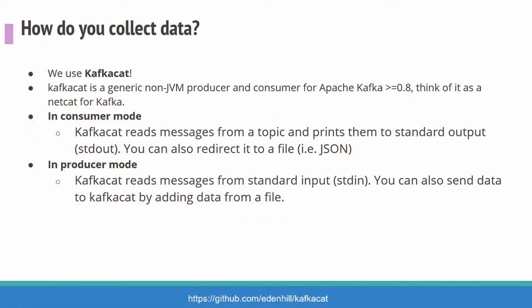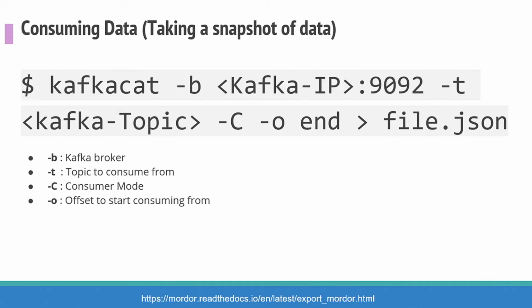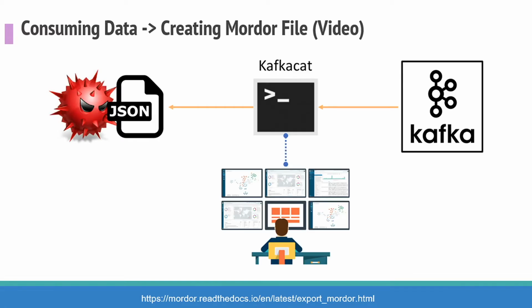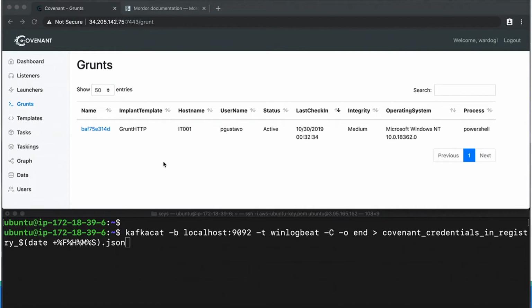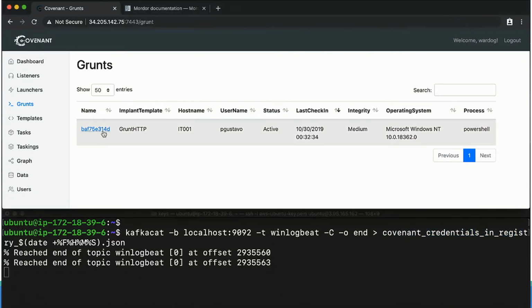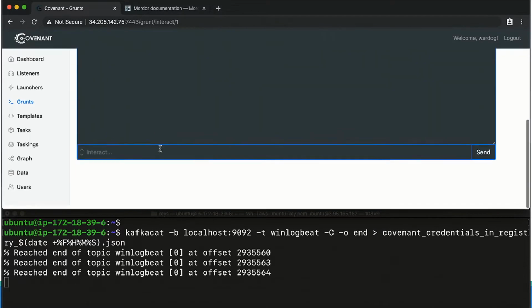And you might be asking yourself, how do we collect the data? Well, we use Kafkacat as a tool to extract data, and also to send data back to a server. If you want to take a snapshot of your data, all you've got to do is follow these commands. -C is for consumer mode, and -o end is pretty much start collecting from when you start, and push all that data to a file. And I'm going to show you a video of how that actually happens, where I have my Covenant, my HELK stack with Kafkacat, and I'm pointing everything to a file. So it's already putting everything to a file, as you can see at the bottom.